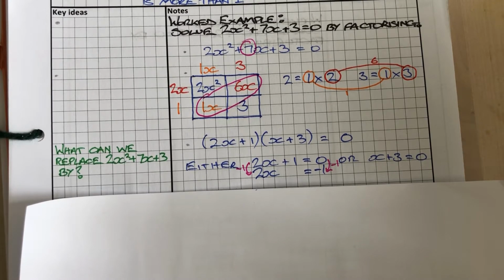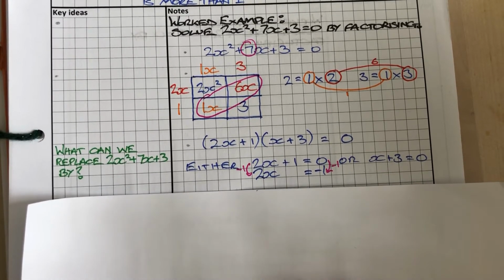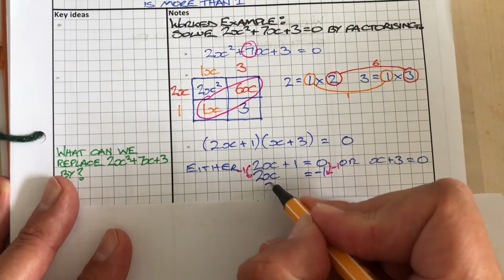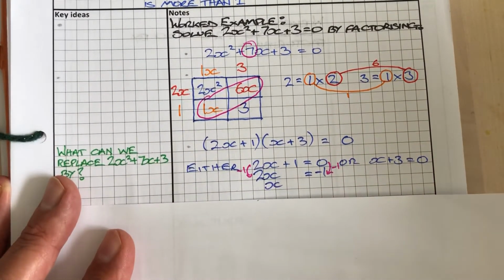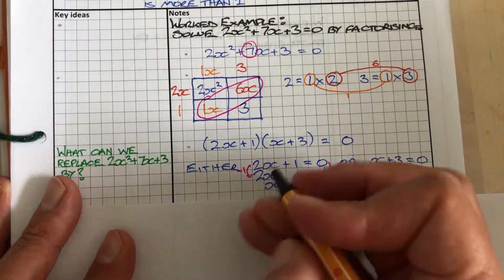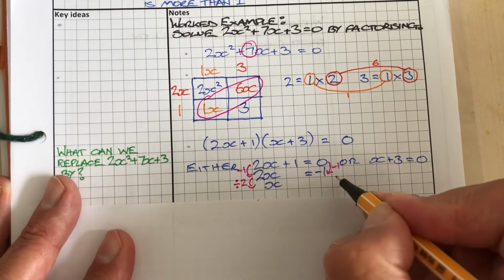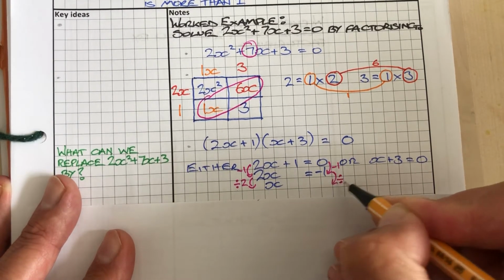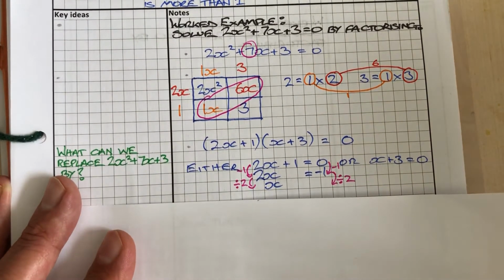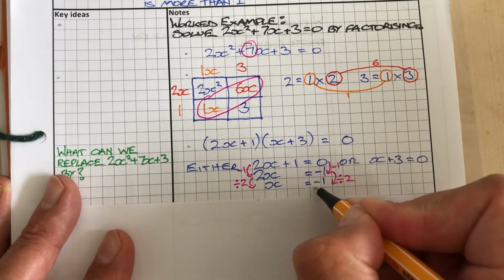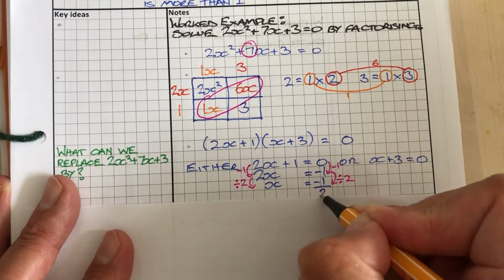Okay, what does that mean? A number times by 2 is negative 1. I don't want the number times by 2. I want it on its own. So I get rid of the times by 2. How? By dividing by 2 on both sides. So x is negative 1 divided by 2.